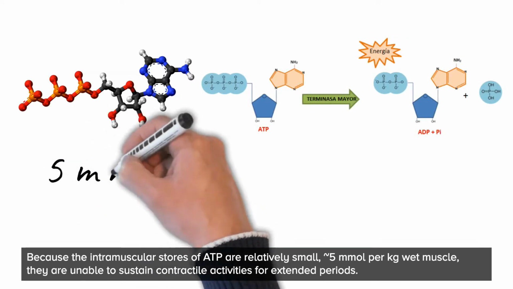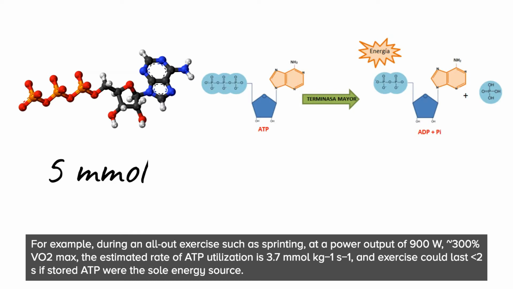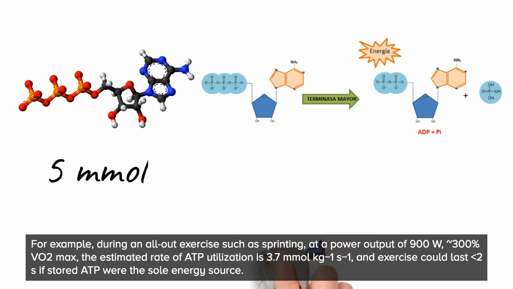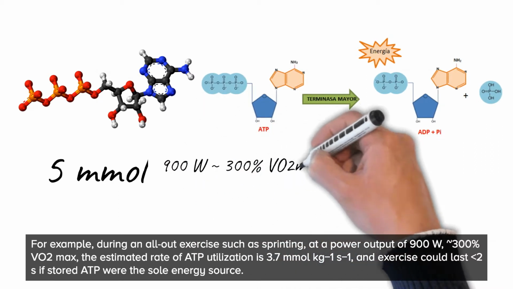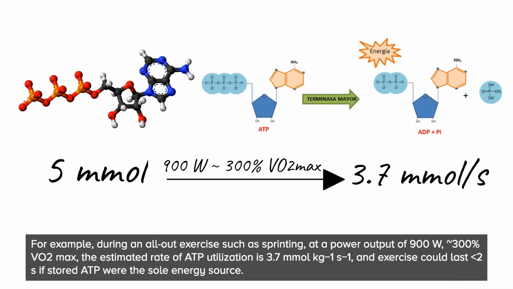Because the intramuscular stores of ATP are relatively small, about 5 millimole per kg wet muscle, they are unable to sustain contractile activities for extended periods. For example, during an all-out exercise such as sprinting, at a power output of 900 watts, about 300% VO2 max, the estimated rate of ATP utilization is 3.7 millimole per kg wet muscle per second. An exercise could last for less than 2 seconds if stored ATP were the sole energy source.